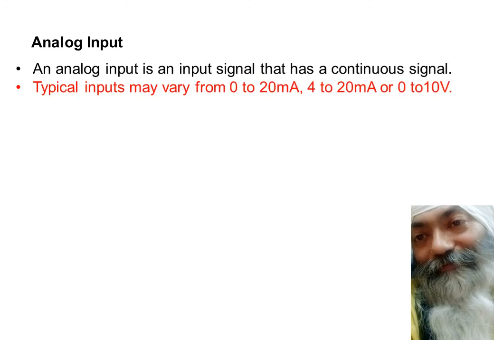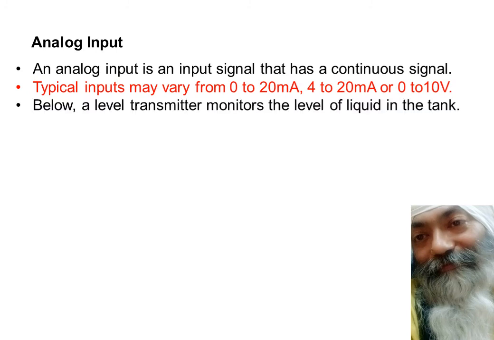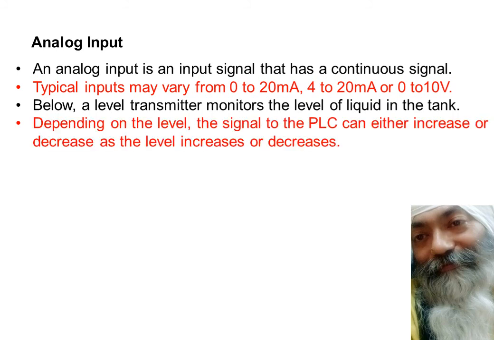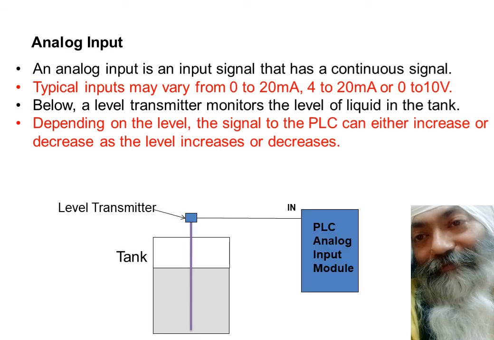Now you can see again we have analog input coming in the standard format, and we will show you a kind of liquid level in the tank. Depending upon the level, as the level increases, the signal increases, and this signal is given to the analog input module. So this is the level transmitter. The level goes down, the signal goes down; the level goes up, the signal goes up, and this analog signal is transmitted to this PLC analog input module.